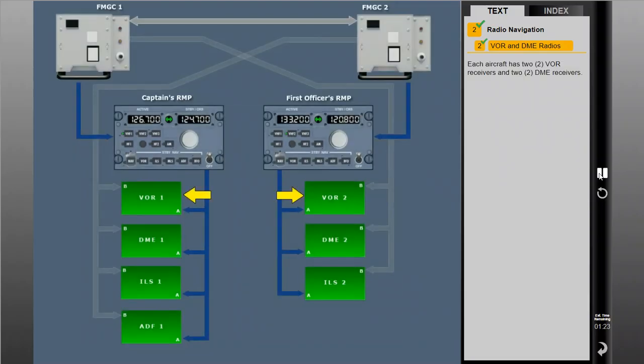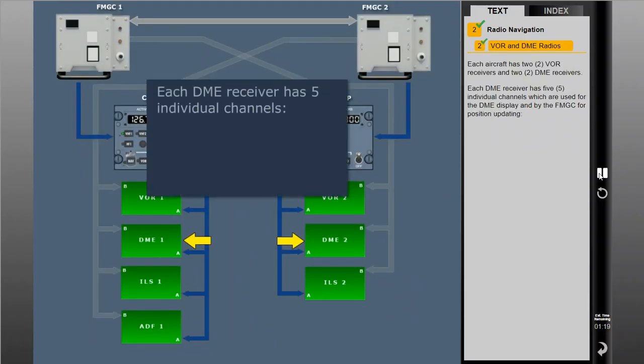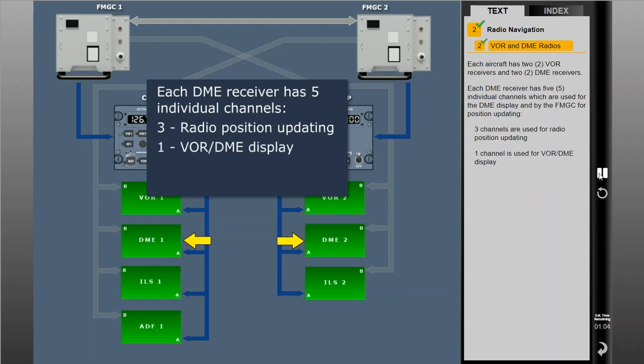Each aircraft has two VOR receivers and two DME receivers. Each DME receiver has 5 individual channels, which are used for the DME display and by the FMGC for position updating. 3 channels are used for radio position updating. 1 channel is used for VOR DME display, and 1 channel is used for localizer DME display.